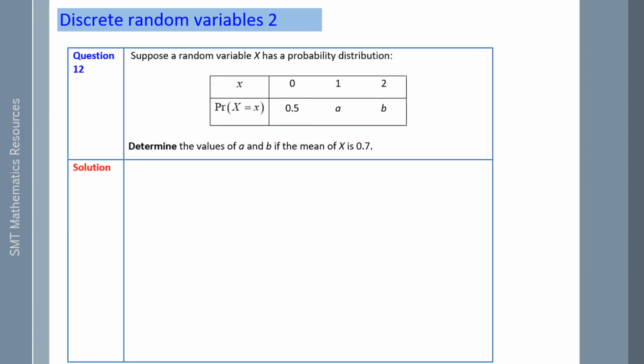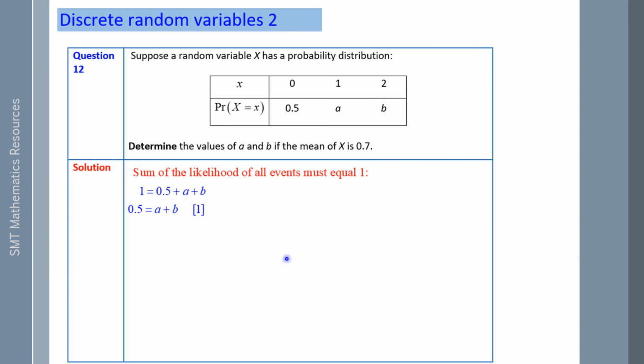Suppose a random variable x has a probability distribution given by the table below. We have 2 unknowns, which are a and b, but we've got to work these out. We know the mean of x is 0.7. So we've got to try and create 2 equations to solve simultaneously. These 3 values have to equal 1, because that's what the sum of probabilities has to be. So 0.5 plus a plus b has to equal 1.